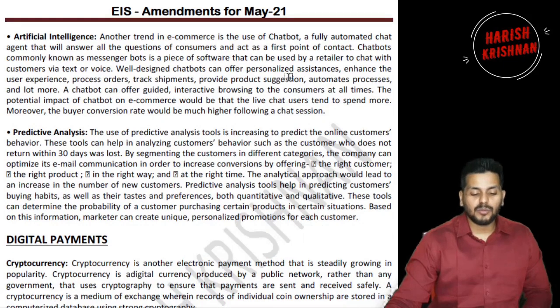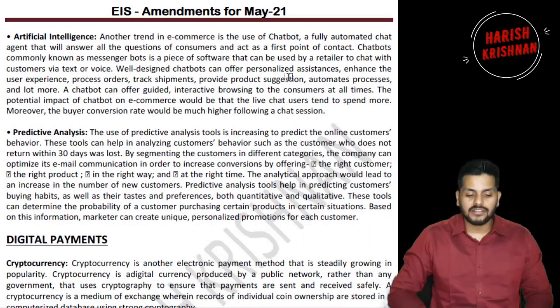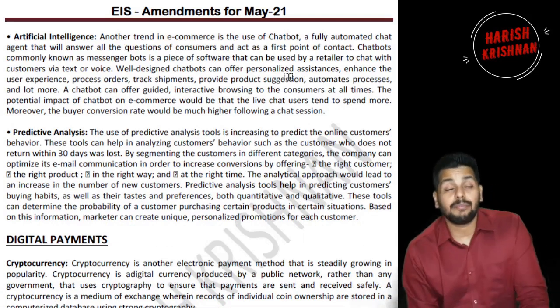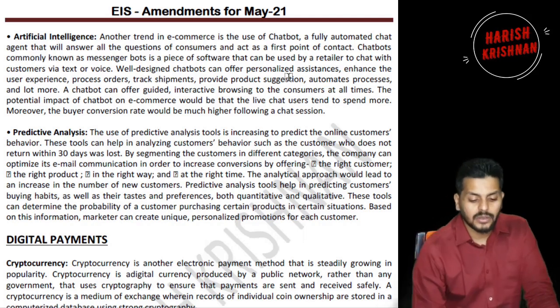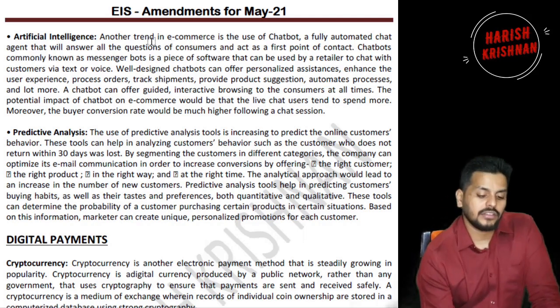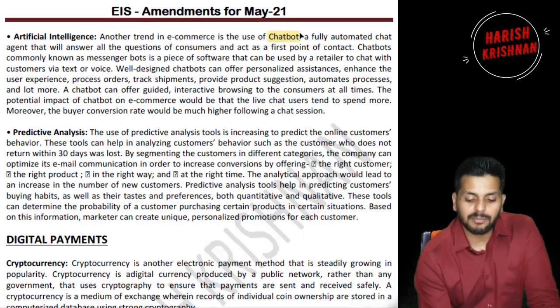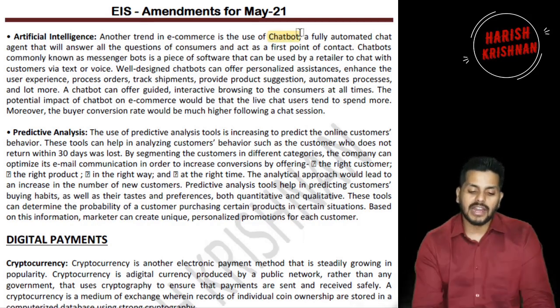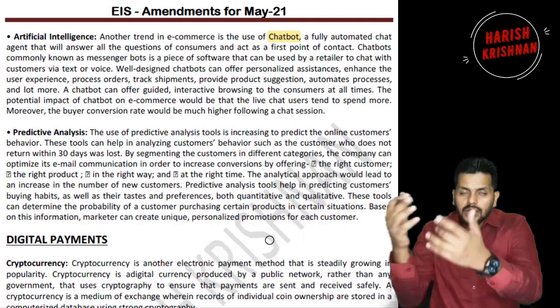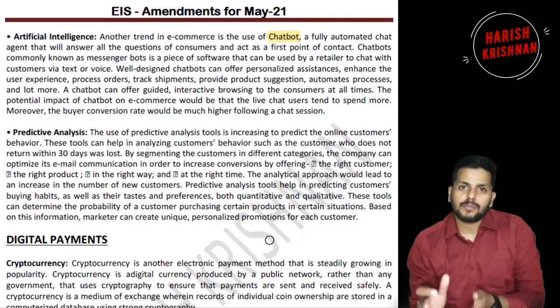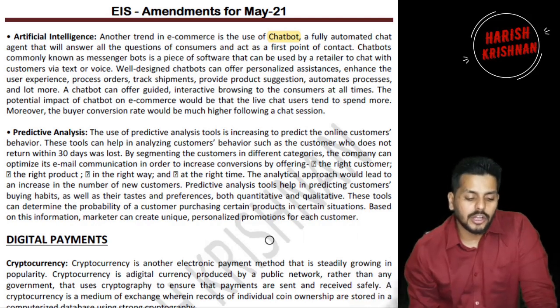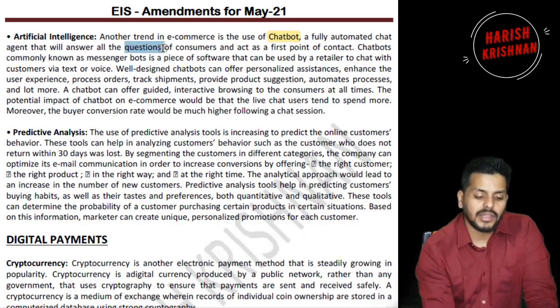And the last 2 points are the craziest trends that have come in the e-commerce part. What are those? Artificial intelligence and predictive analysis. Predictive analysis is done through machine learning. Okay, let's see here. Artificial intelligence, another trend in e-commerce is the use of chatbots. I hope many of you know what chatbots are. You can talk to a system, not a person but a system. It's an artificial intelligence powered system, right? A fully automated chat agent that will answer all your questions.